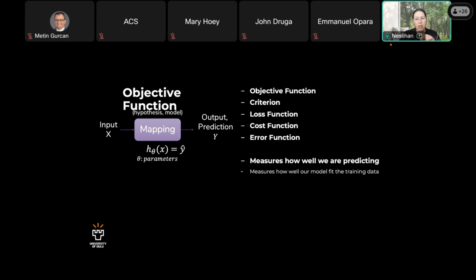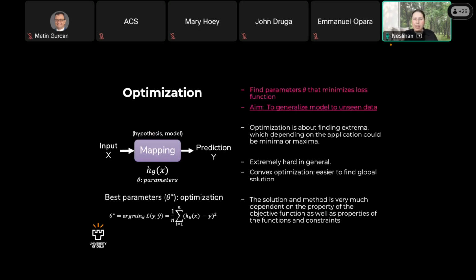This objective function, also known as criterion, but you also hear most of the time loss function, cost function, error function. There are some slight differences, but let's skip this for now. The function helps us to measure how well our model fits the data that we have. For example, we might use a sum of squared differences between the actual output and the predicted value as our objective function. So what makes a good model then?